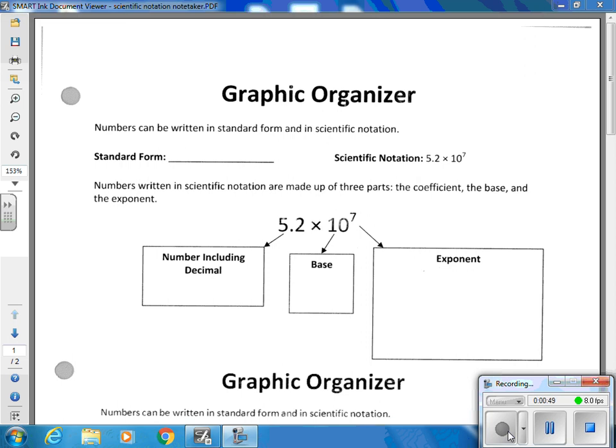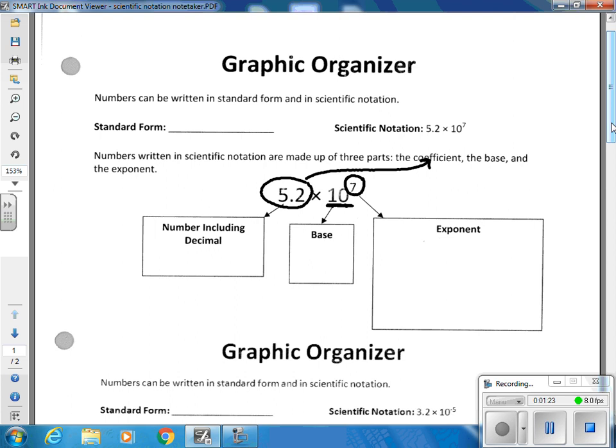All right, so standard form is the typical numbers that we would normally see. Scientific notation always has to have certain pieces to it. All right, so we're going to go to this picture statement with the boxes right in the middle. Numbers that are written in scientific notation are made up of three parts. The coefficient, which is this first piece, that's known as the coefficient. The base, right, which is the 10, and the exponent, which is always going to be the little number in the air. Now there's some information you have to know about each one, right? So this first number, right, is also known as the first factor.